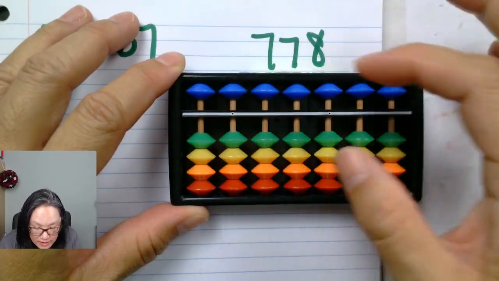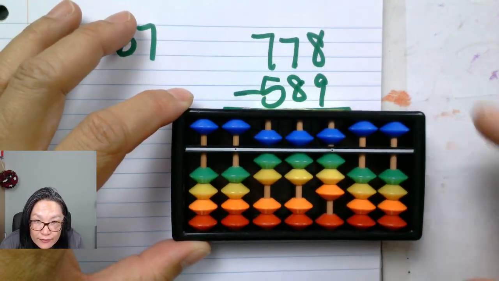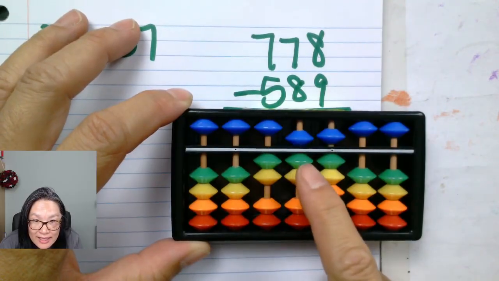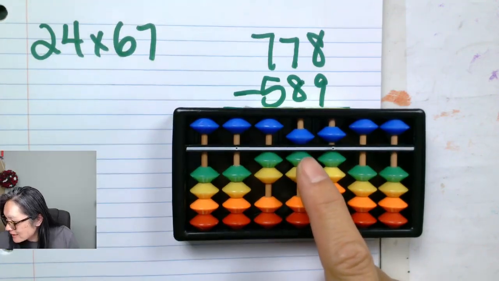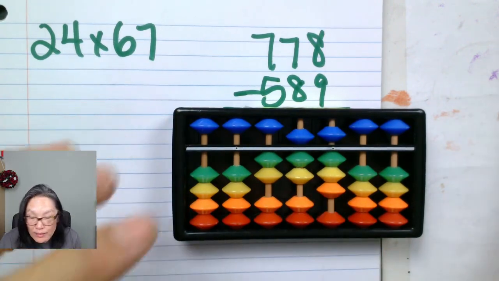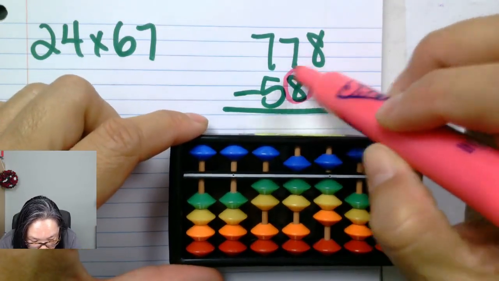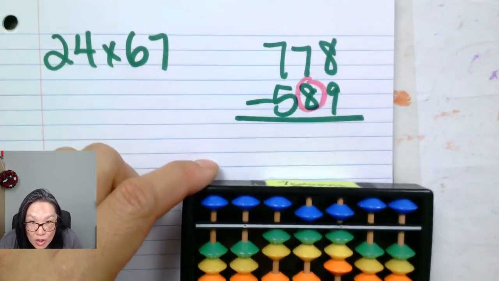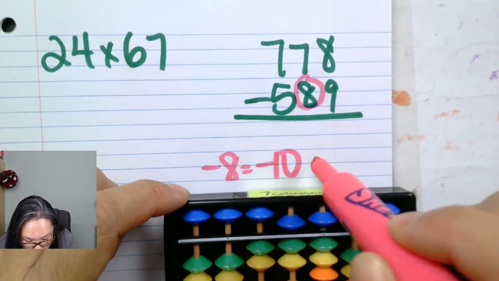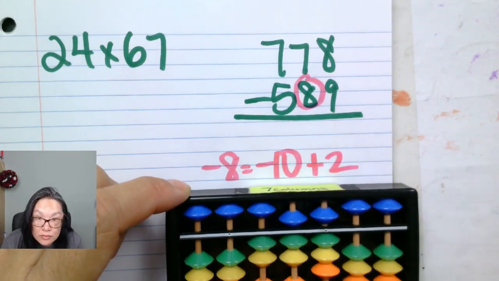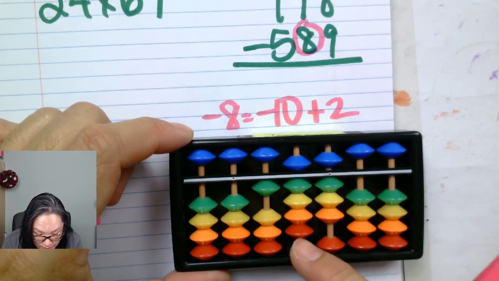So we do 778. And then we're going to minus the 5, and we're going to minus the 8. Can we minus the 8? No, we can't. What do we do to minus the 8? We have to minus this 8. To minus the 8, we know minus 8 is equal to minus the 10 plus 2. So I'm going to minus the 10. Thank you, Char. Yes. I'm going to minus the 10 plus the 2.